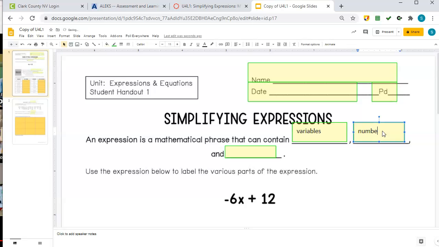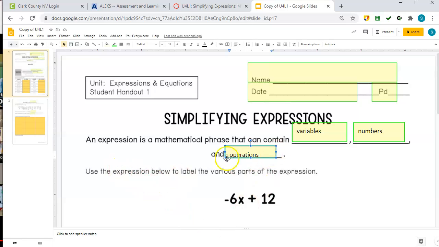numbers, and operations. So in our case, we're going to use letters to represent variables, and those can either be unknown numbers or they can be placeholders for numbers that we want to determine later. Numbers are obviously numbers, and operations like addition, subtraction, multiplication, division, absolute value, exponents, and we'll occasionally talk about other ones.